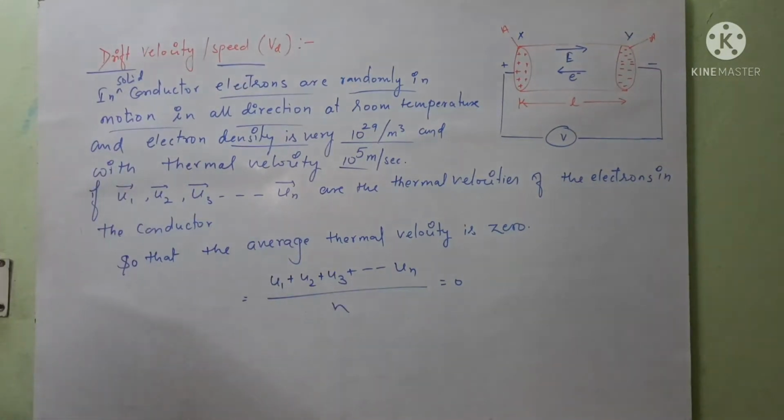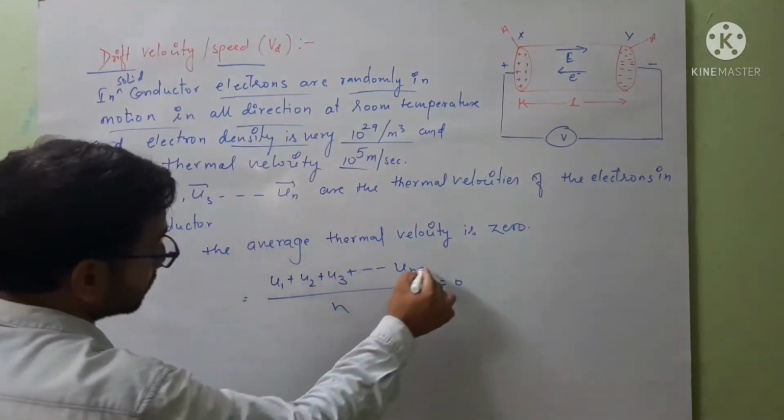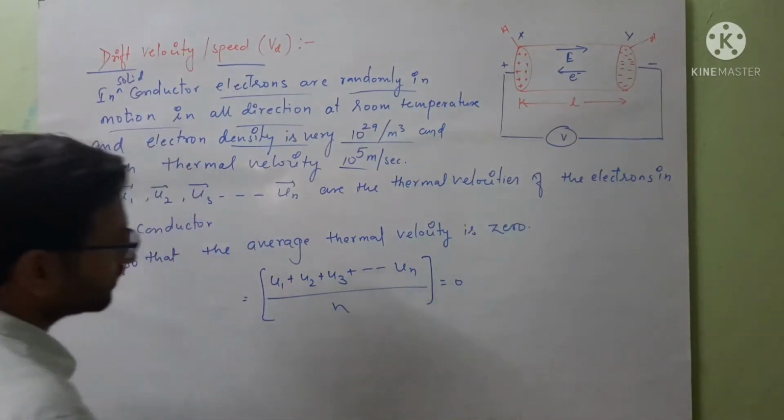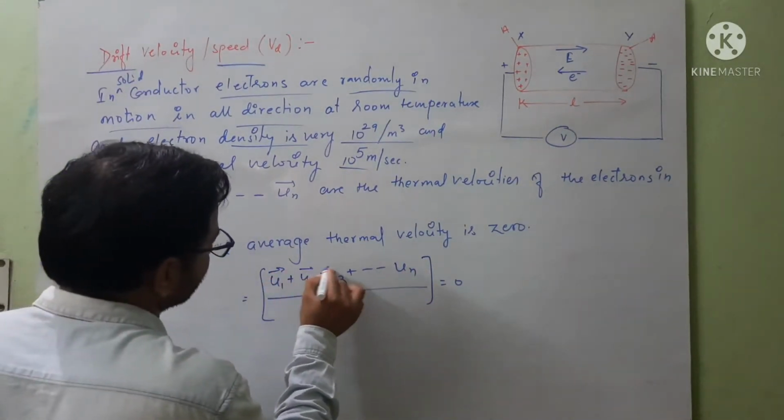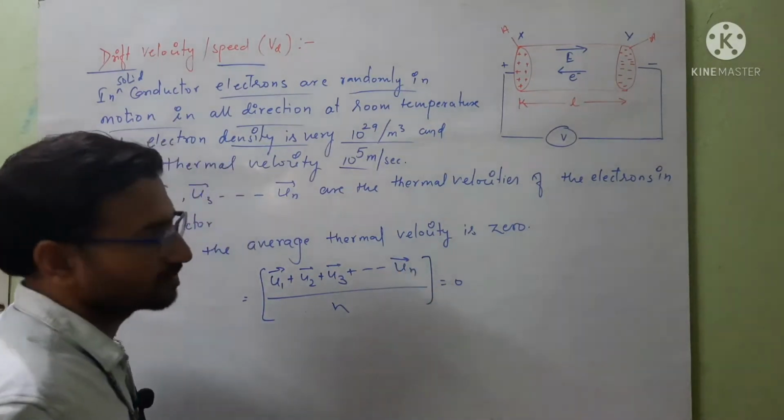This is in the absence of external electric field. So the average thermal velocity is 0. So kindly remember this point. So here the average thermal velocity is 0.